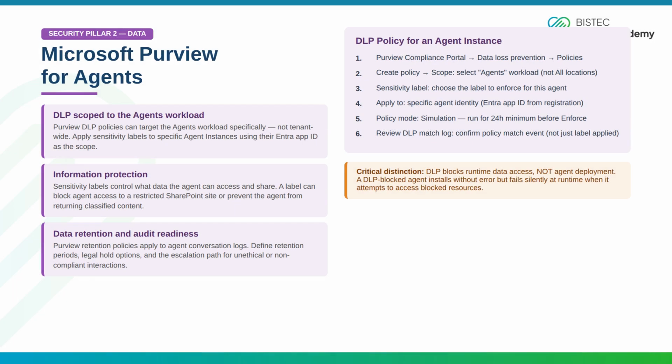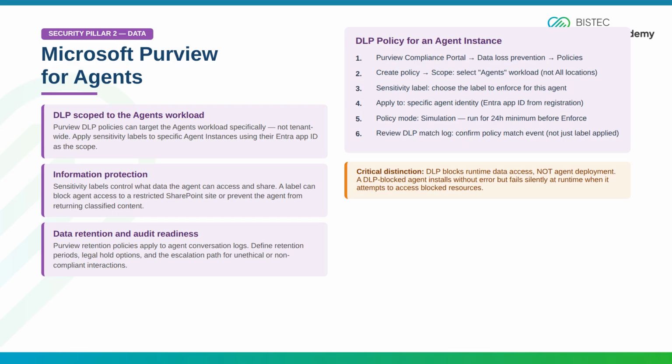The second security pillar is data governance, delivered through Microsoft Purview. Purview DLP policies can be scoped specifically to the agent's workload, not tenant-wide. This is an important distinction. You are not writing a broad DLP policy that catches agents incidentally. You are creating a policy that targets agents specifically, scoped to a particular agent instance using its Entra app ID as the identifier.